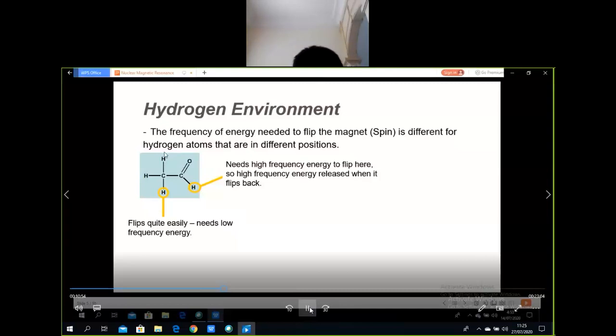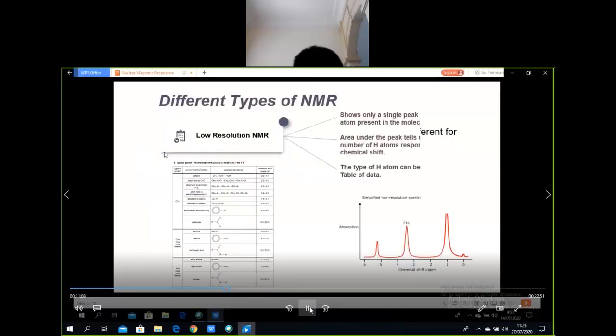Okay. And then here, the energy tells the position of the hydrogen in the molecule. How do we see it? We have to use our data booklet. There are different types of NMR. First, there is a low resolution NMR and there is a high resolution NMR. A low resolution NMR shows a single peak for each non-equivalent hydrogen atom.